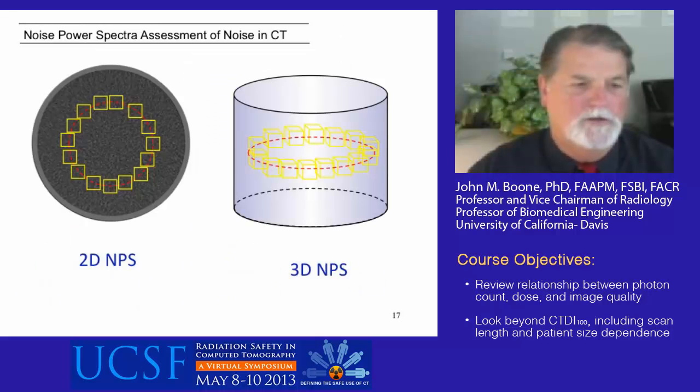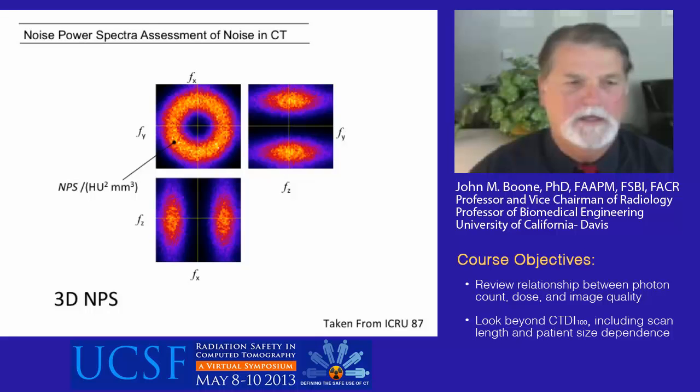So we can compute the 2D noise power spectrum, but preferentially we really want to calculate the 3D noise power spectrum using little cubes of data that we can then perform Fourier analysis on in 3D and assess the noise power spectrum. So I have some examples of that, and in this slide we show 3 different views of the 3D noise power spectrum. The axial view is in the upper left in these colored plots. It turns out that there's a lot of data here and it's a little bit complex to display, but I'll just point out that the units of the 3D noise power spectrum are HU squared millimeters cubed.